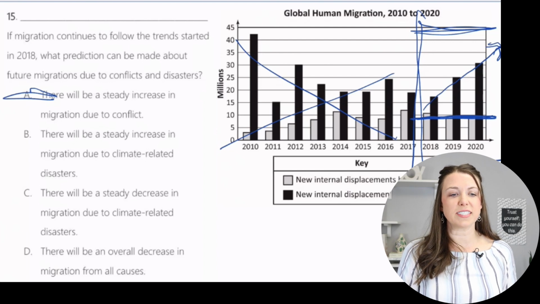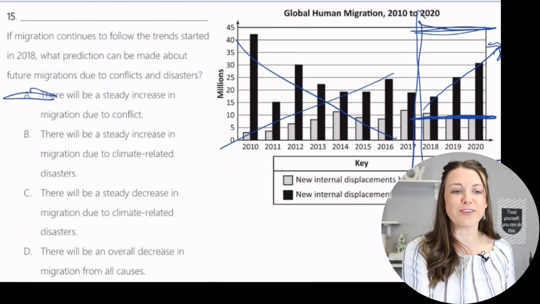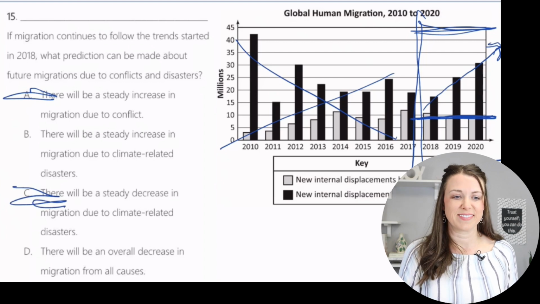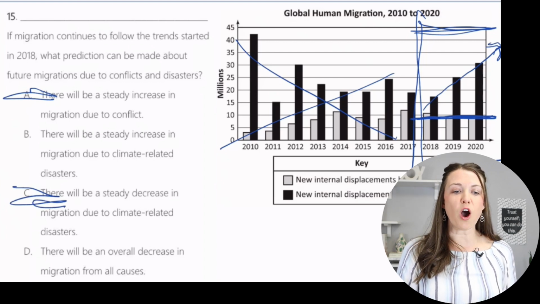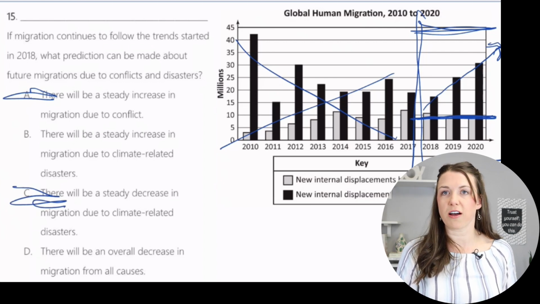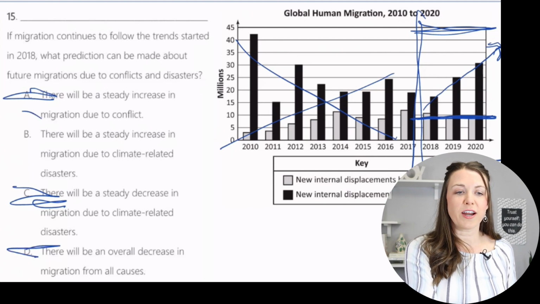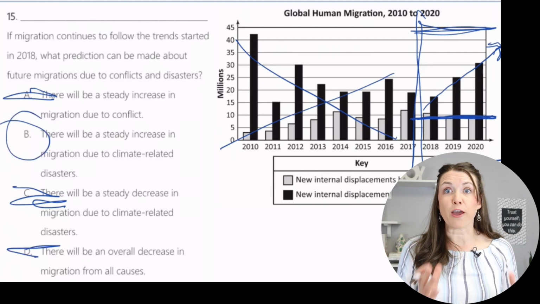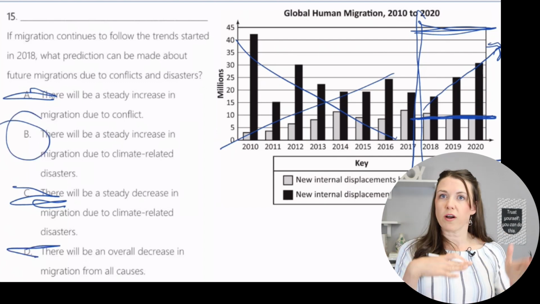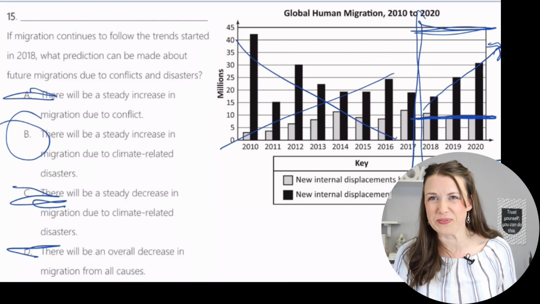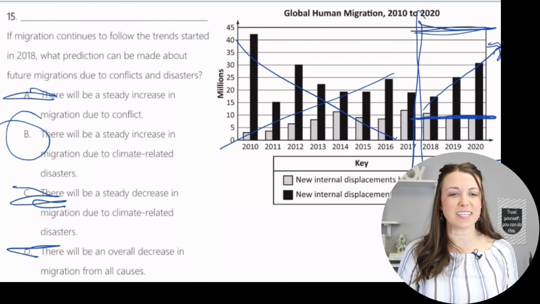C, there will be a steady decrease in migration due to climate-related disasters. No, not a decrease, an increase, right? And D, there will be an overall decrease in migration from all causes. No. So our answer is B. I hope you got that one right before I gave you the answer. But friends, that is it on migration.